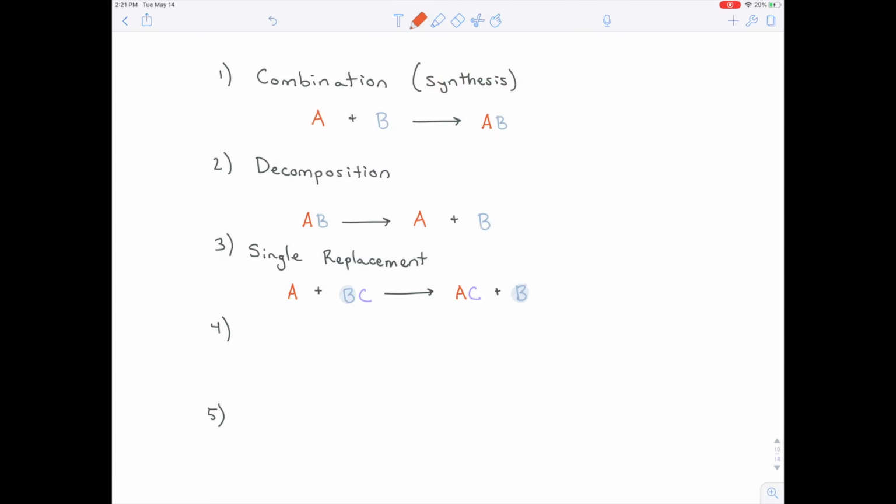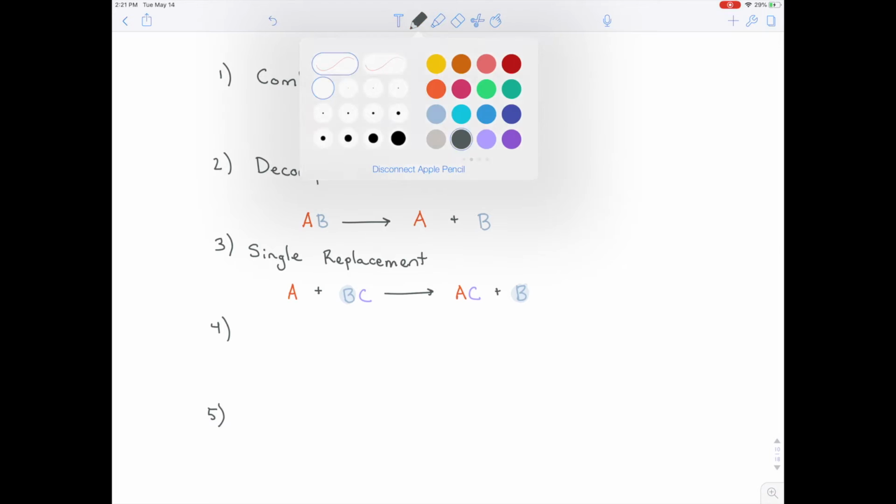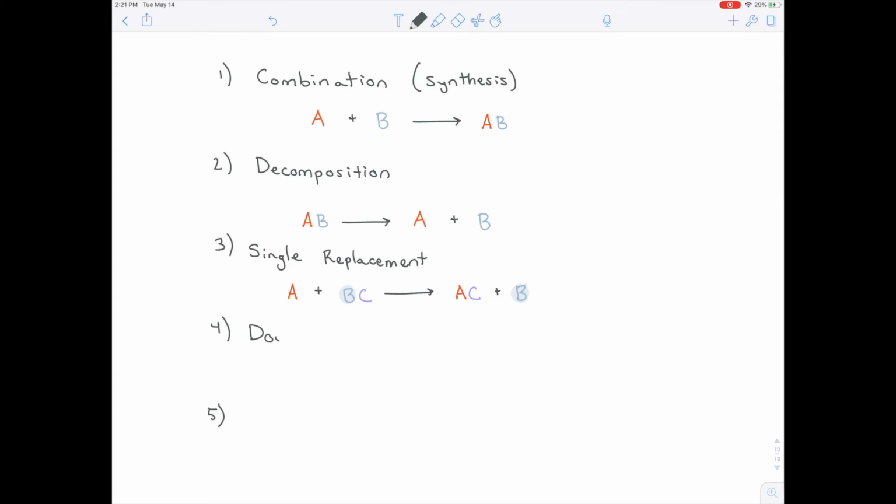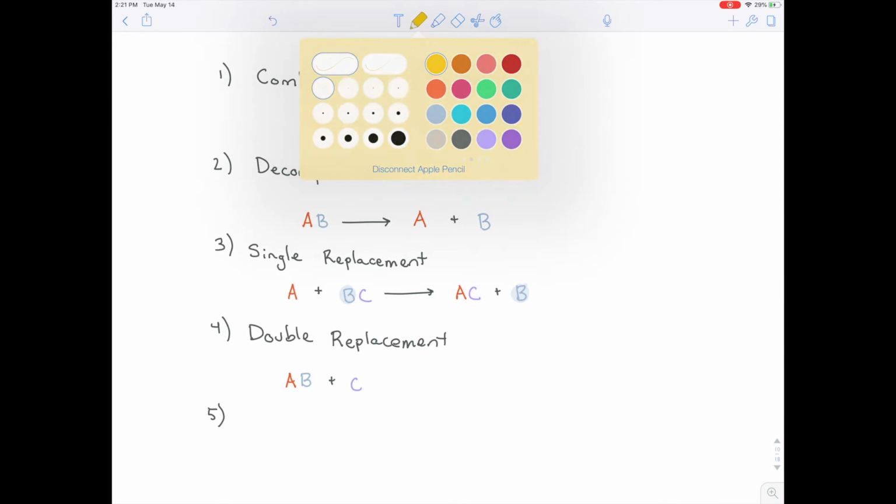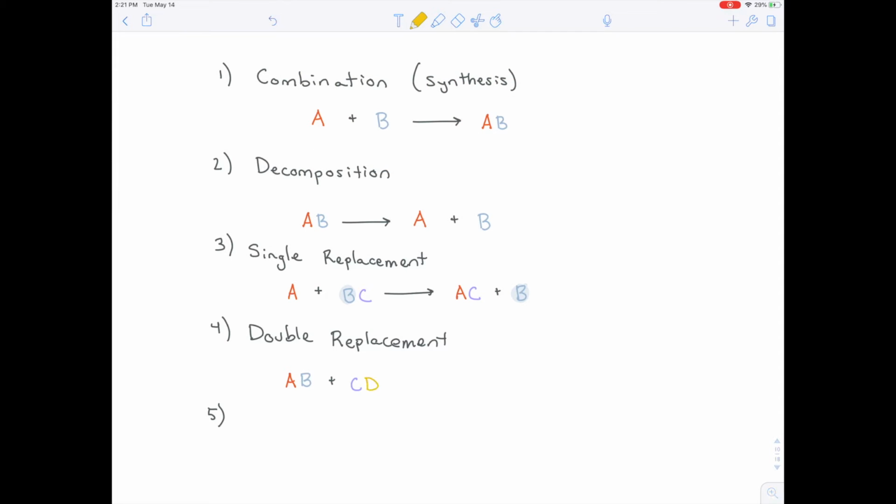Okay, what if you had two things together? The fourth thing is called double displacement or double replacement. Tomato, tomato. So double replacement. Could also see double displacement. And you get that when you have two things that are together, and in addition to those, you have another two things that are together, and you get kaboom, reaction happens, and they all scramble.